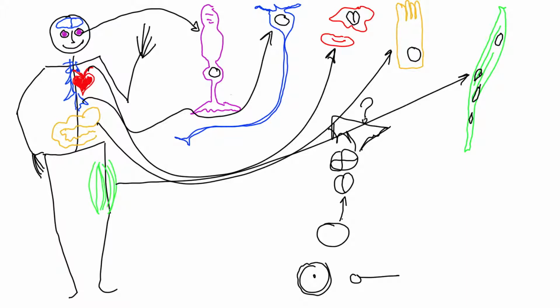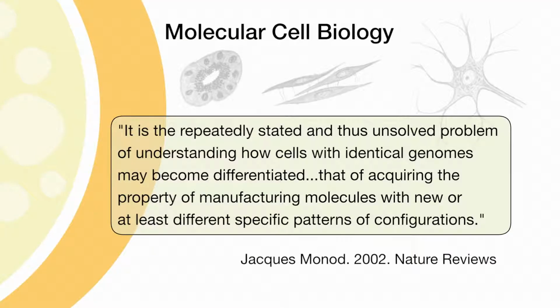How is that possible? Jacques Monod won the Nobel Prize in 1965 for his contributions to the genetic control of enzyme and virus synthesis. He once stated, "It is the repeatedly stated and thus unsolved problem of understanding how cells with identical genomes may become differentiated, that of acquiring the properties of manufacturing molecules with new or at least different specific patterns or configurations, of understanding how cells with identical genomes may become differentiated."